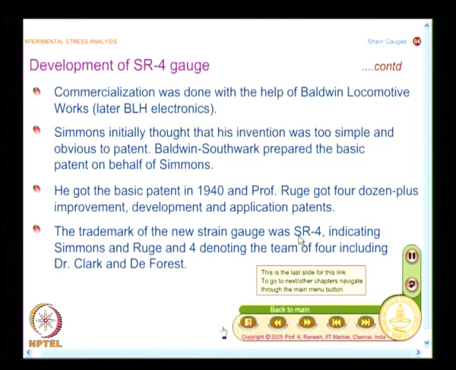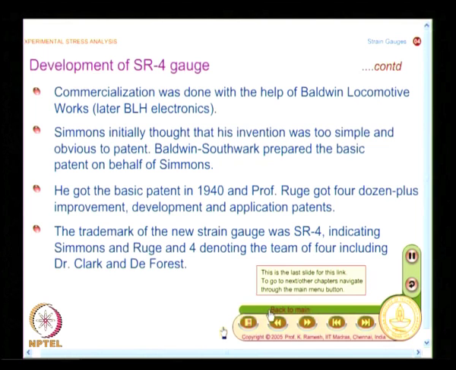The S denotes Simmons and R denotes Rouge, and team of 4. The other two members in the team were Clark and De Forest. I mean, you have to know, it is very interesting to see how developments take place. So, you had the role of electrical engineer, a metallurgist, a civil engineer, an aerospace engineer, they have all contributed to the development of strain gauge as a technology.